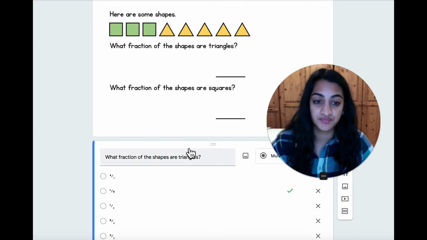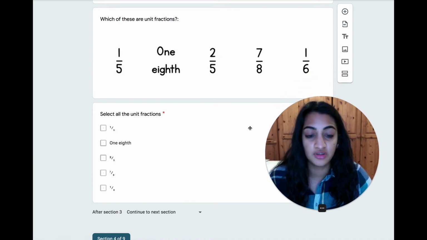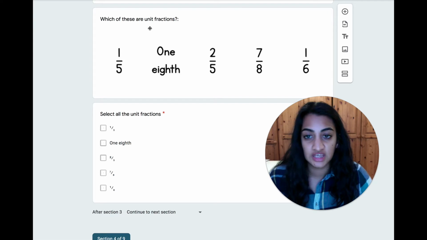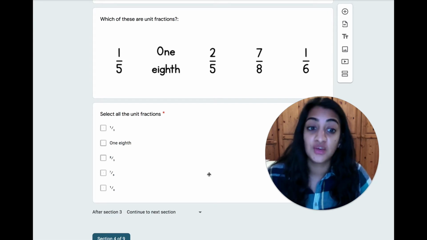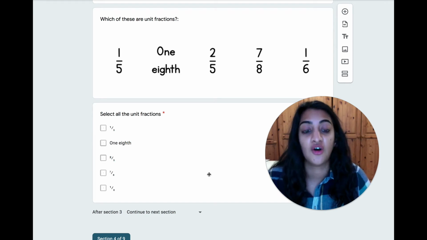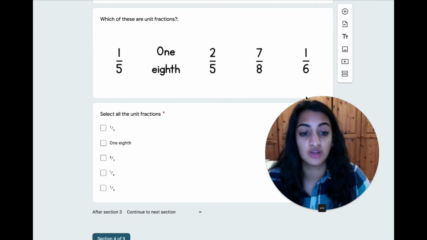For question number 2, a lot of people did really well. I think most people got at least 2 of the correct answers. It said, which of these are unit fractions? Hopefully you all remembered that a unit fraction is any fraction with a numerator of 1. A lot of people correctly figured out that 1/5 and 1/6 are unit fractions. The only one that a lot of people missed was this one, 1/8.